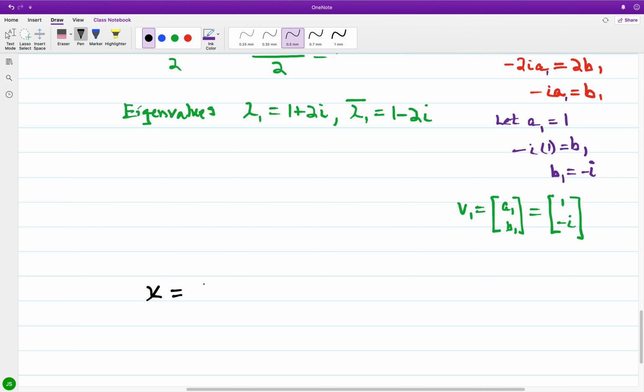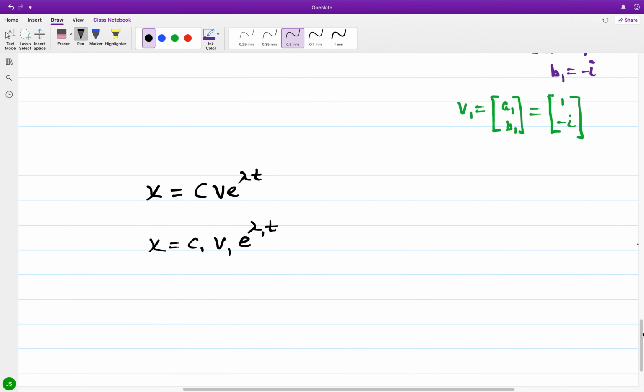So again, we have x is equal to c times v times e to the lambda t. So x is equal to c1 v1 times e to the lambda 1 times t. We have x equal to c of 1, and for v of 1, I have 1 and negative i, again with lambda 1. Okay, so that was 1 plus 2i of t.